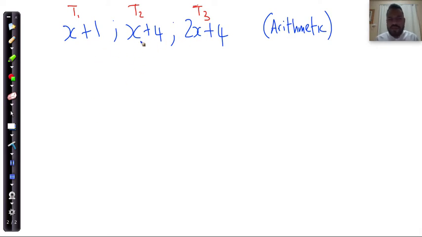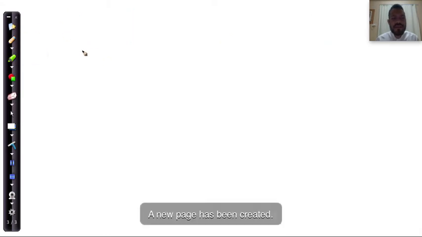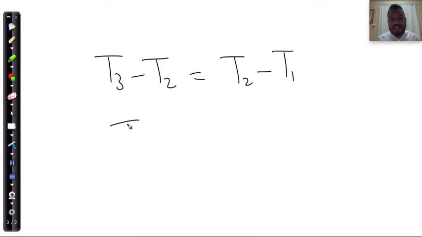Now, when we have questions like this, remember I said you use the defining property. So let's just go back. The defining property for an arithmetic sequence is T3 minus T2 is equal to T2 minus T1. That is Tn minus Tn minus 1 is equal to Tn plus 1 minus Tn.